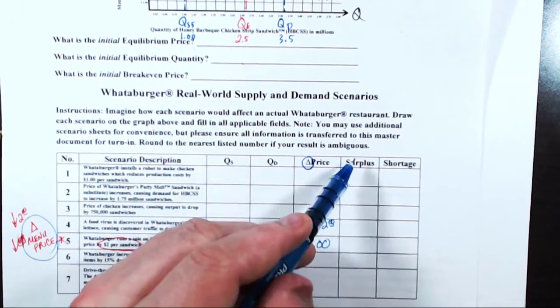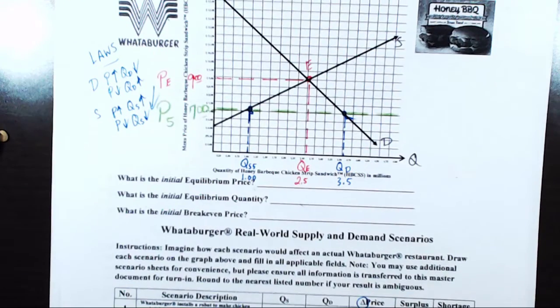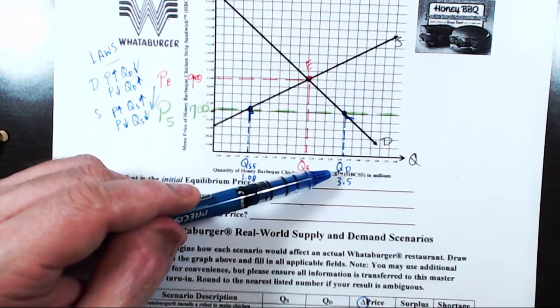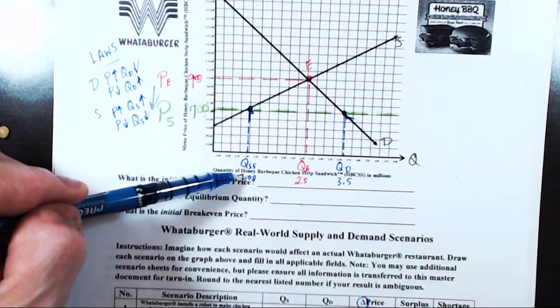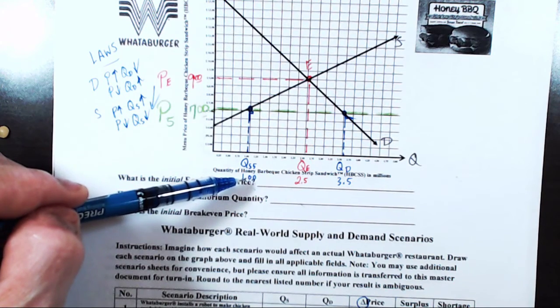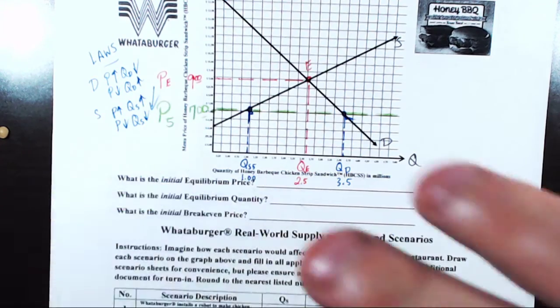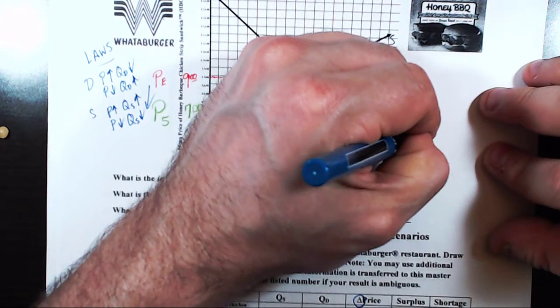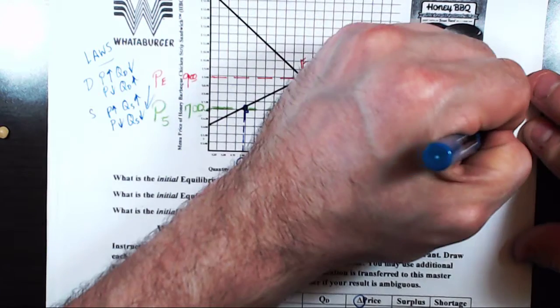Okay, here we are again. Do we have a surplus or a shortage? Well, let's take a look. Our quantity demanded is 3.5 million. Our quantity supplied is 1 million. So do we have a surplus or a shortage? Well, quantity demanded exceeds quantity supplied. Quantity demanded is greater than quantity supplied. This means that we have a surplus.